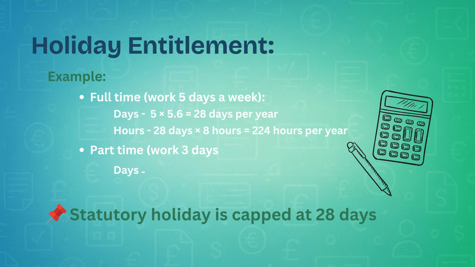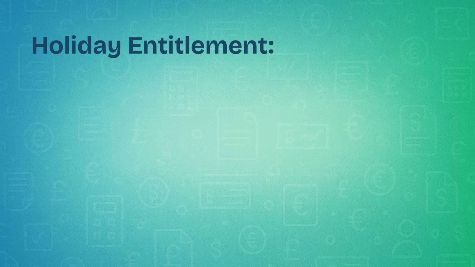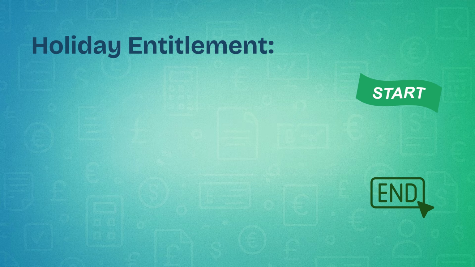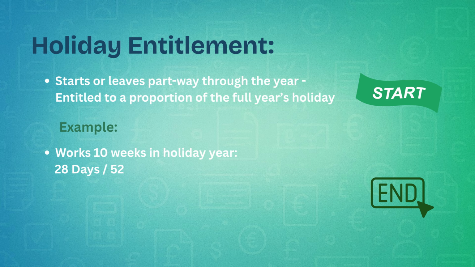Work 3 days a week. That's 16.8 days of holiday per year. And that's it. Nice and simple. Okay, now let's look at what will happen if someone starts or leaves a job part way through the year. They only get a proportion of the full holiday, not the full amount. For example, working 10 weeks in the holiday year gives about 5.38 days, usually rounded up to 5.5 days.